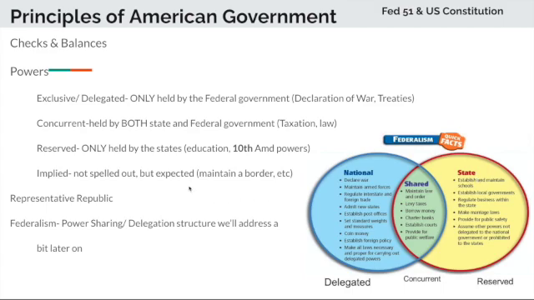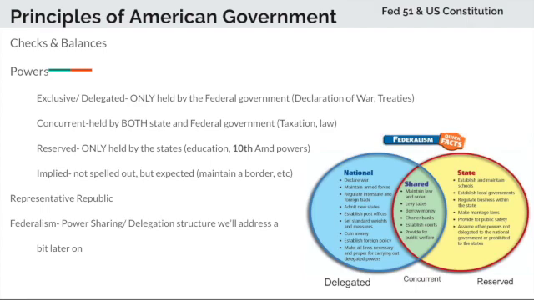And then lastly, this is sort of a weird one, but it comes up every once in a while, so it's best to know it, and that is implied powers. These powers aren't spelled out anywhere. It's just sort of, hey, you're a government, of course you should do that. So that's something like maintain a border and make sure that your citizens are protected. So when I say citizens are protected, I'm not talking about passing any laws. It's just making sure that your country is stable. So those are implied powers. We don't talk about that very much.